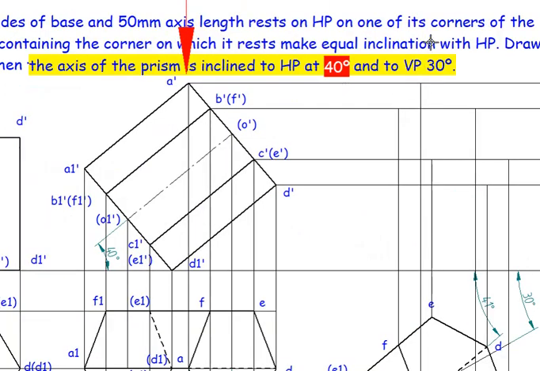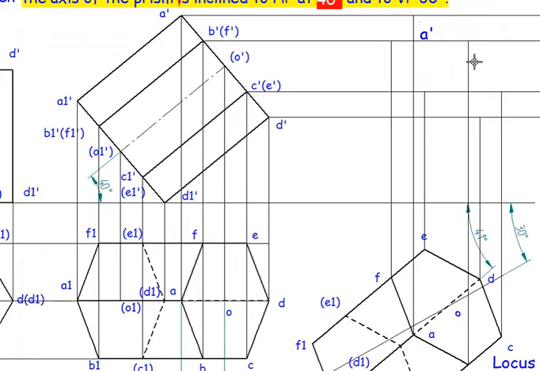Let's write the annotation. So this point is A dash, this point is B dash, this point is C dash, this one is D dash, and this point is E dash, this point is F dash. Similarly we are going to project this bottom face also.